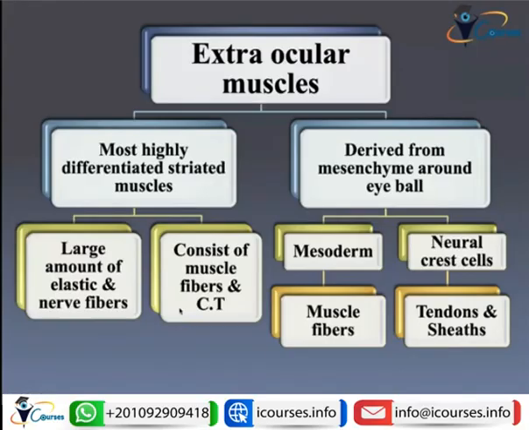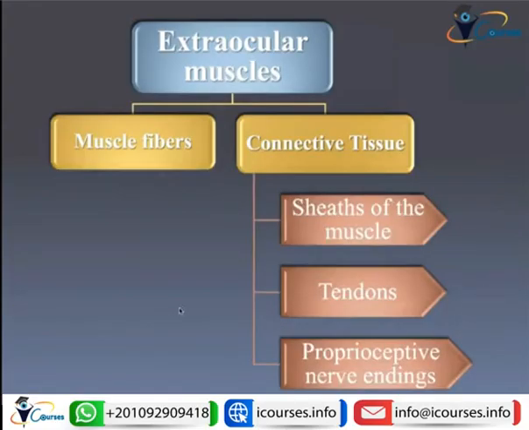For the extraocular muscles, the gross anatomy is much more important than the microscopic anatomy, but we will need to have a small idea about the microscopic anatomy. Basically, the extraocular muscle is formed of muscle fibers and connective tissues. This connective tissue is in the form of sheath, tendon or nerve endings. So what are the main histological features of the extraocular muscle fibers, and what are the histological features of connective tissue?